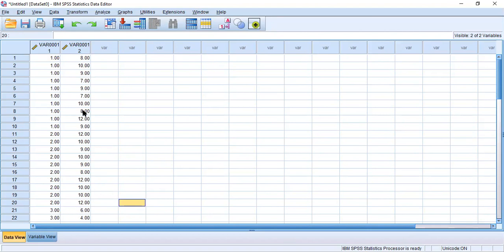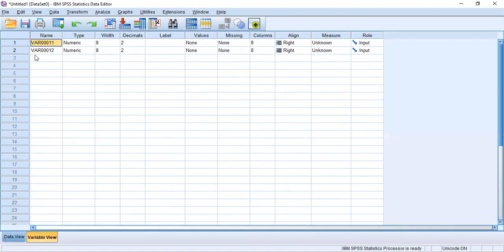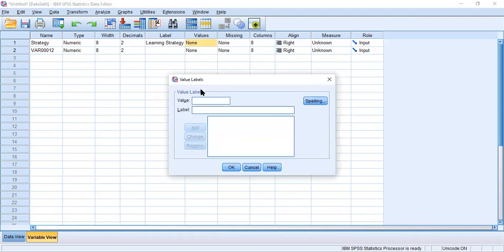And we have the three categories of the independent variable, and then we have the dependent variable. So we'll just rename things. Variable 1 will be known by the name strategy. Strategy here is the learning strategy, so what learning strategy you are using? And if you look at the values we are writing, one is A, two is B, and three is C. So these are the labels we are using. I'm adding them here.